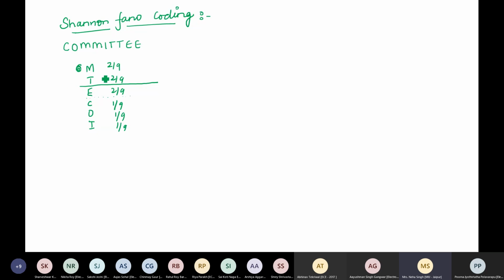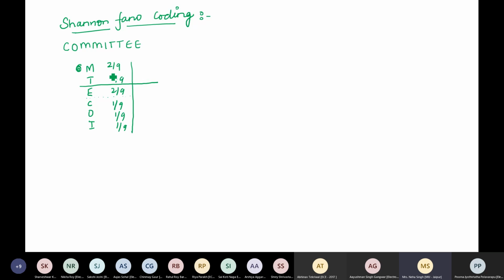I could have divided it here also, but then this will be only 2 by 9 and this will be 7 by 9. So that would not be a good option. I want the division such that the two sets, the two classes, are equally probable, as close as possible. When I do that, I have the two symbols lying in this class.